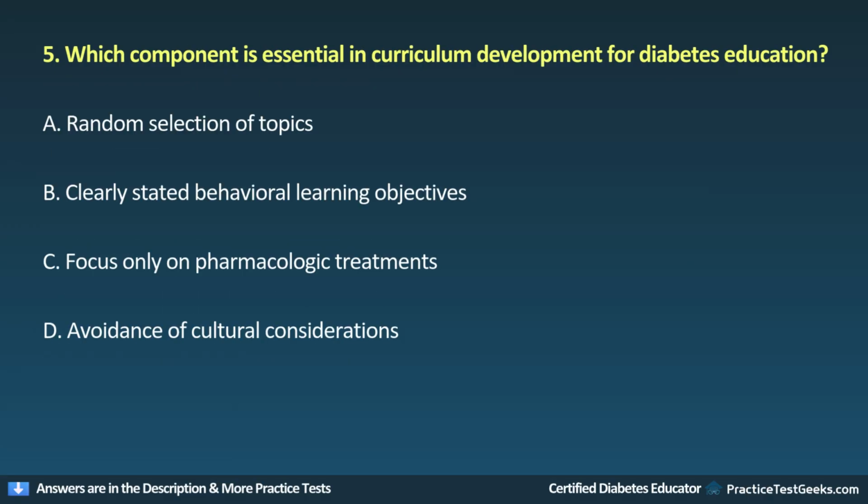5. Which component is essential in curriculum development for diabetes education? A. Random selection of topics. B. Clearly stated behavioral learning objectives. C. Focus only on pharmacologic treatments. D. Avoidance of cultural considerations.